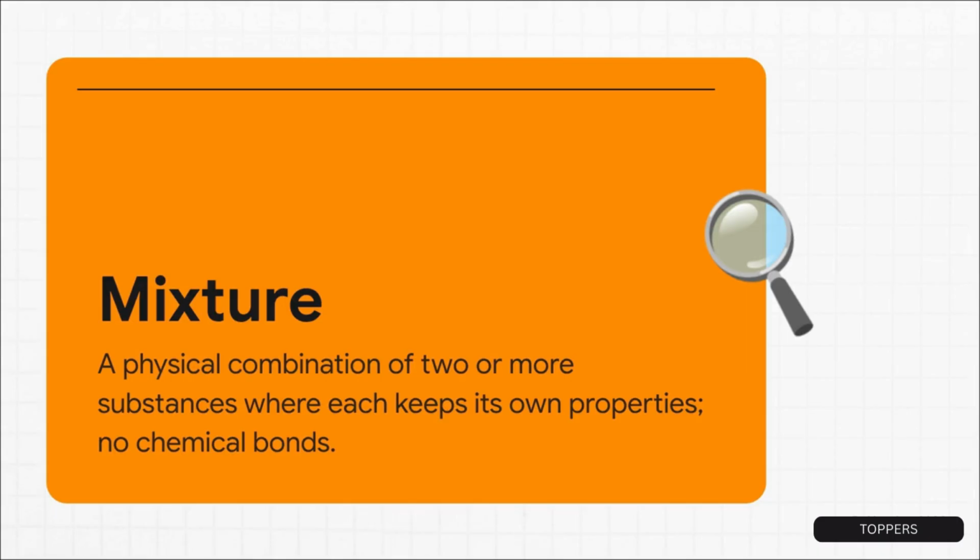Now, a mixture is totally different. It's just a physical blend. Think about making salad dressing. You pour in oil and vinegar. You've made a mixture, but you haven't created a new substance called oil vinegar. The oil is still oil, the vinegar is still vinegar, and if you let it sit, they'll even separate back out. There's no deep chemical connection between them.